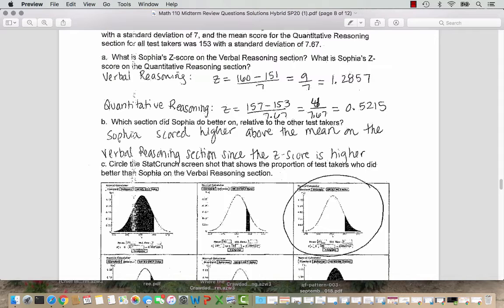Question B asks, which section did Sophia do better on relative to the other test takers? So we can see Sophia scored higher above the mean on the verbal reasoning section since that's got a higher z-score. That means she's more standard deviations above the mean.